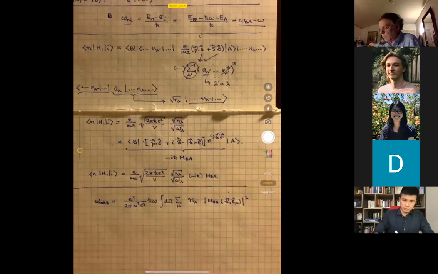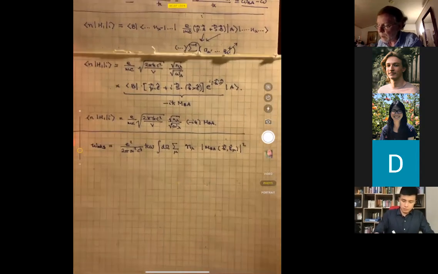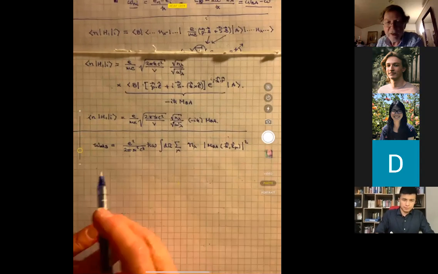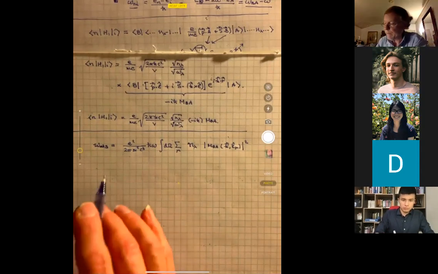Okay. All right. So this comes out; the details I'm skipping are chasing around all the factors of 2 pi and c squared and h bar and so on. If you do all that, this is what you get.